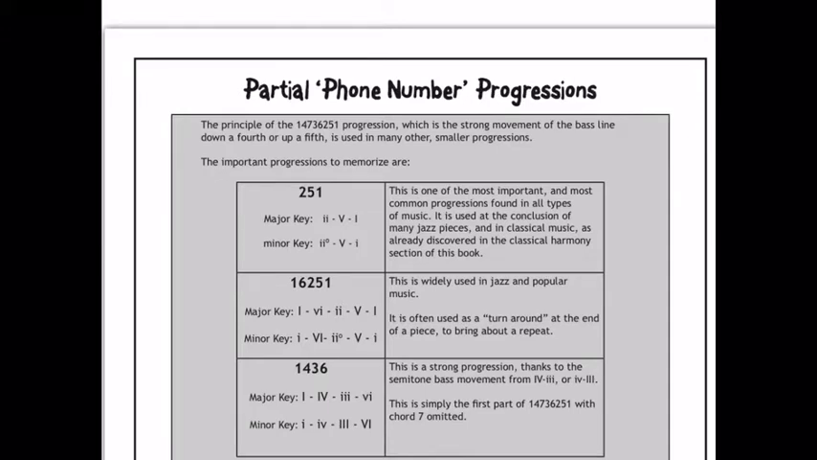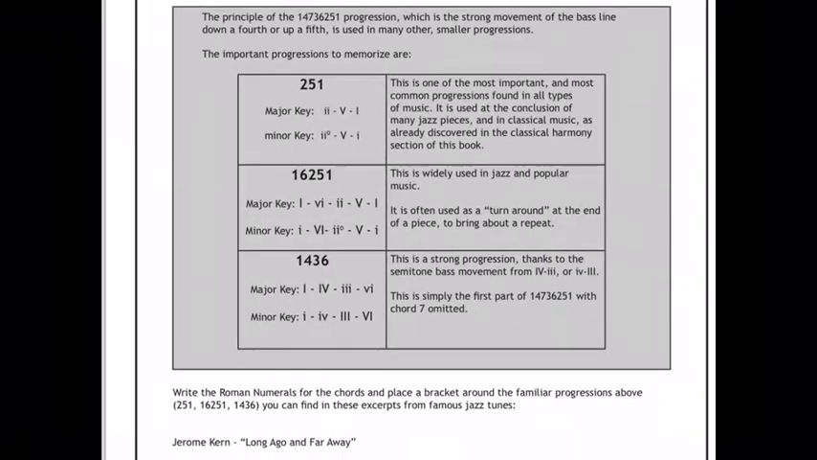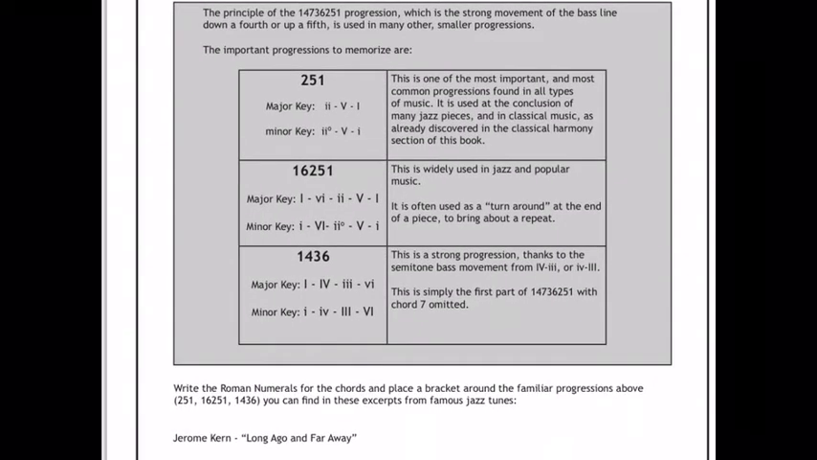Moving on to the next example here, 1-6-2-5-1. You'll notice that this one's just an extension of the 2-5-1. We go from 1 to 6 to 2 to 5 to 1. To hear this one in the major key, C to A minor, to D minor, to G, and C. Okay, again, very popular.